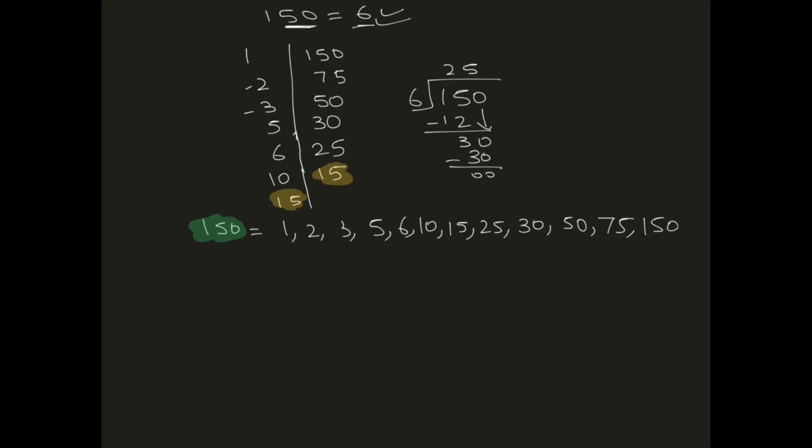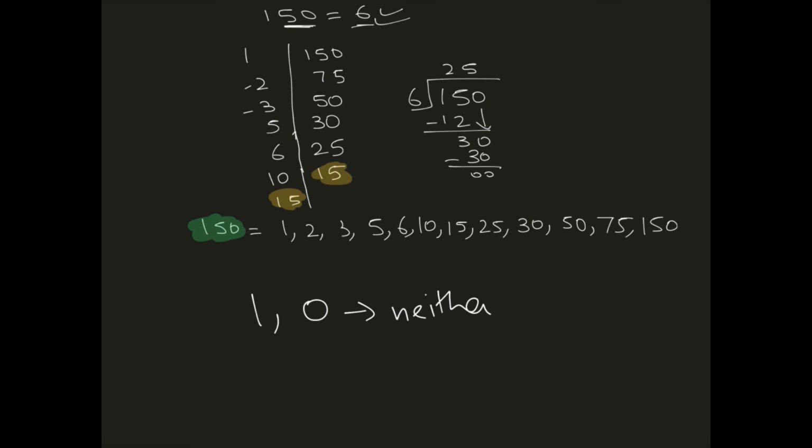One other thing to know for prime and composite numbers is that 1 and 0 are neither prime nor composite numbers. Neither prime nor composite, right?